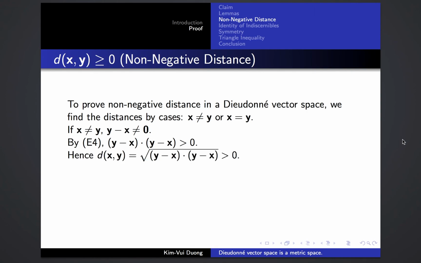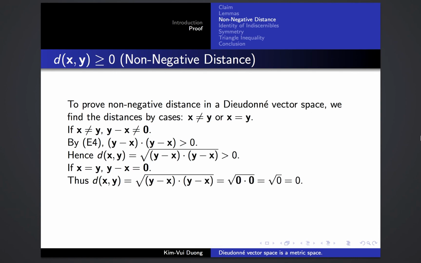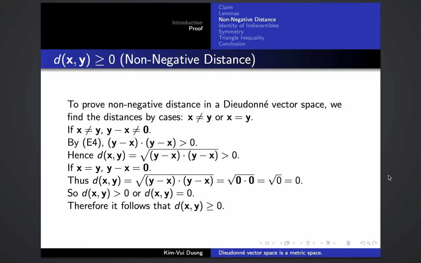Hence, the distance between x and y, which is actually the square root of the dot product, is going to be positive. Now, if x is equal to y, then y minus x is equal to the 0 vector. Thus, the distance between x and y is actually the square root of the 0 vector dot with itself, which is equal to 0, so the square root of 0 is 0. So, you have the distance is either positive or equal to 0. Hence, it follows that the distance is always going to be non-negative.